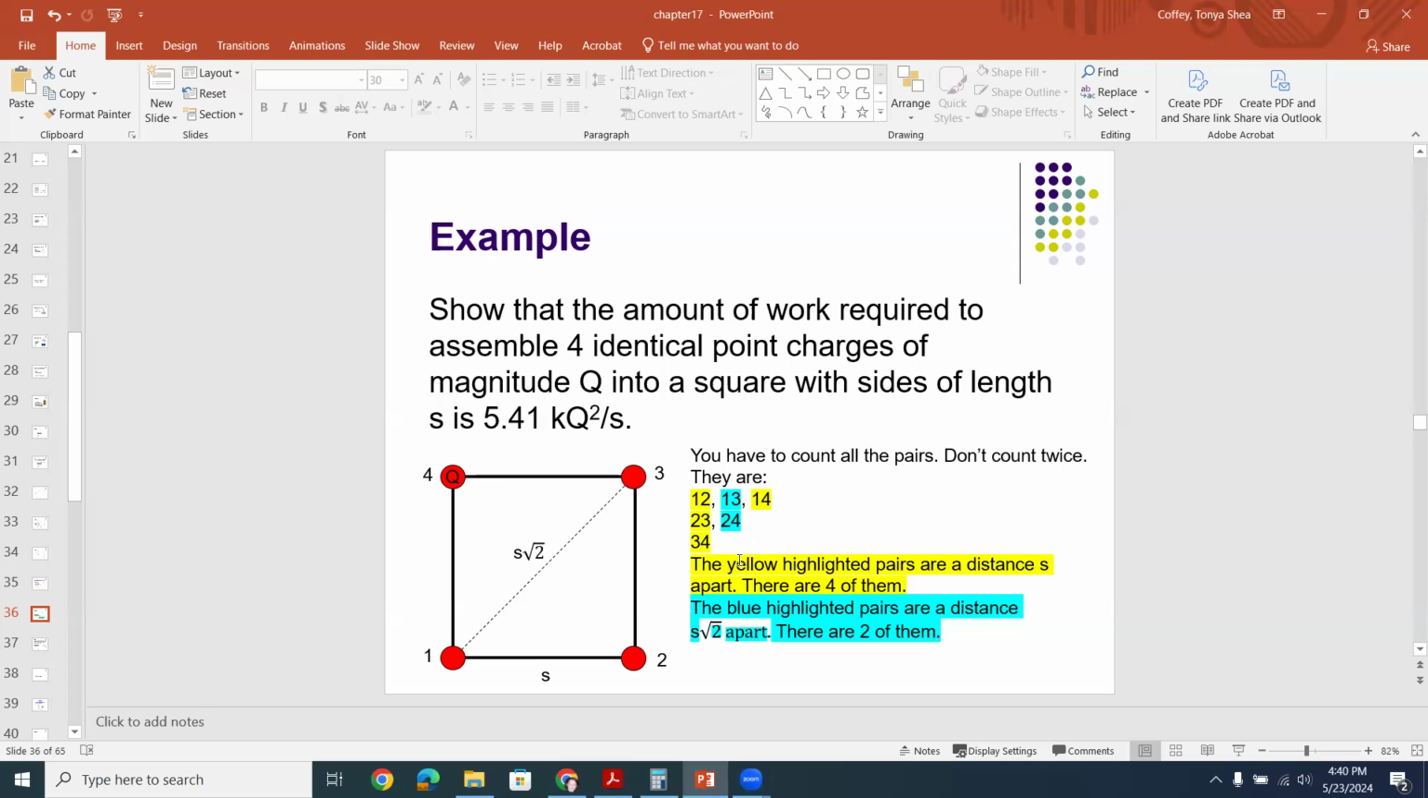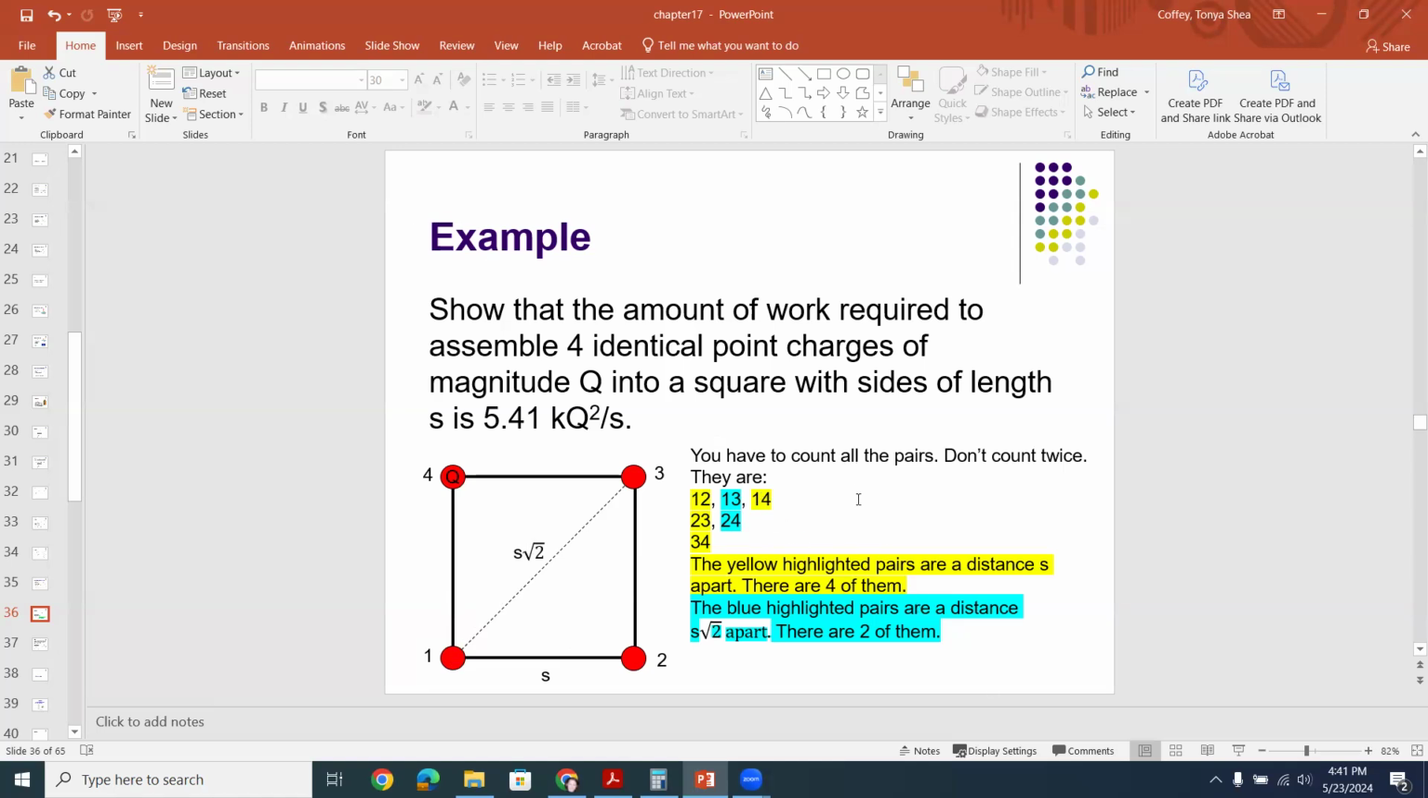Now, I highlighted in yellow the pairs that have a distance S between them. So 1 and 2 have a distance S between them, right? And then 1 and 4 have a distance S between them. And then 3 and 4 have a distance S between them. And 2 and 3 have a distance S between them. So those all have been highlighted in yellow. But the pairs that are highlighted in blue are across the diagonal from one another. So 1 is across the diagonal from 3, and 2 is across the diagonal from 4, okay? And so the distance in between those pairs is S times the square root of 2, all right? There's 2 pairs that have that.